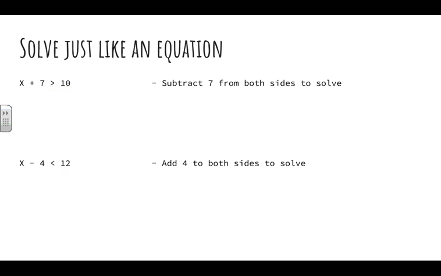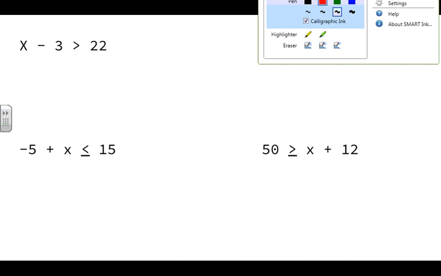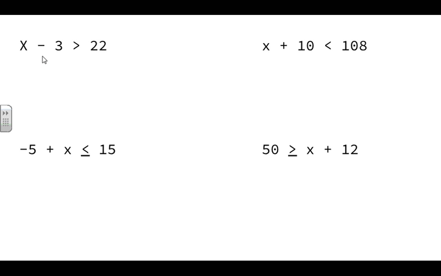Let's do another set. Just some more practice here. X minus 3 is greater than 22. We just add 3 to both sides of our inequality symbol, and we would get that X is greater than 25. Over here, X plus 10 is less than 108, so I would subtract 10 from both sides, and I would get that X is less than 98.